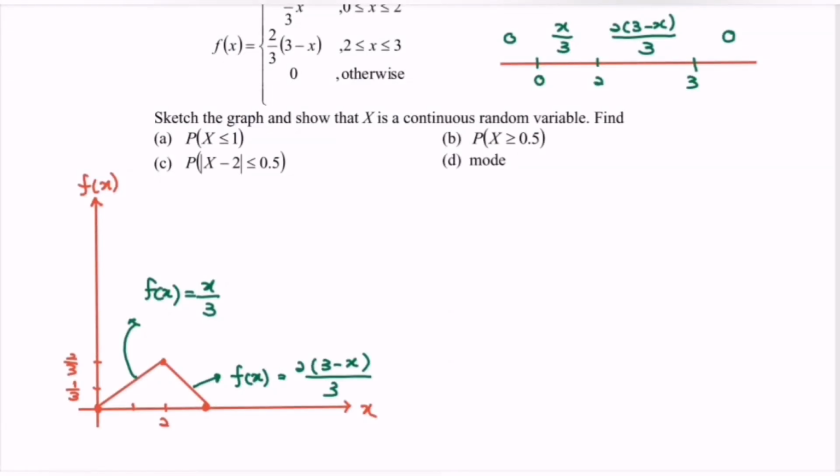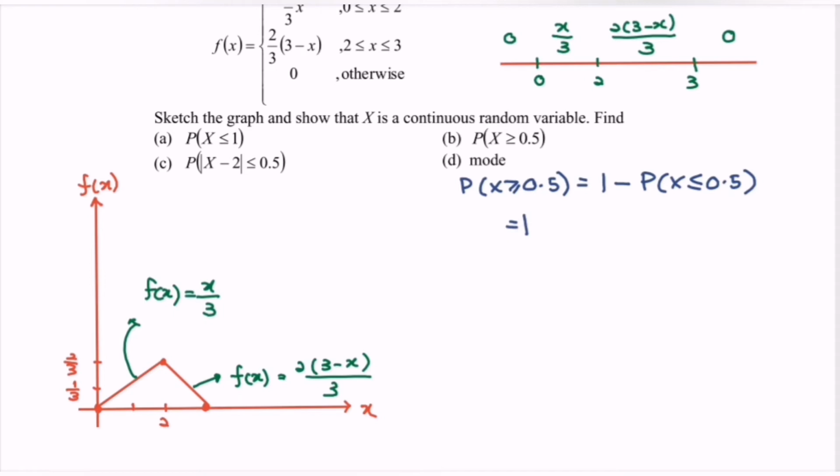B. Find the probability that x is greater than or equal to 0.5. So here we have the probability that x is greater than or equal to 0.5. My suggestion is to modify the situation where we have 1 minus the probability that x is less than or equal to 0.5.